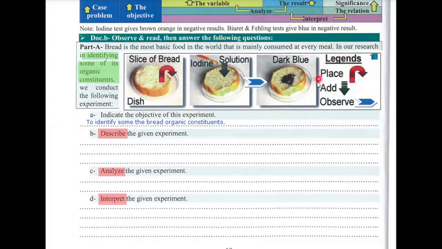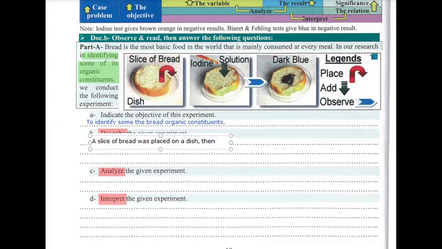Describe أهم شيء إنه I have to use the legend. يعني هيدا الارو place, هيدا الارو add, وهيدا الارو observe. ما فينا نستعمل كلمات تانيين. We have to stick to the legend وبدنا نستعمل ال past tense، بالماضي بدي أحكي. يعني بقول: a slice of bread was شو الverb هون؟ placed on a dish.